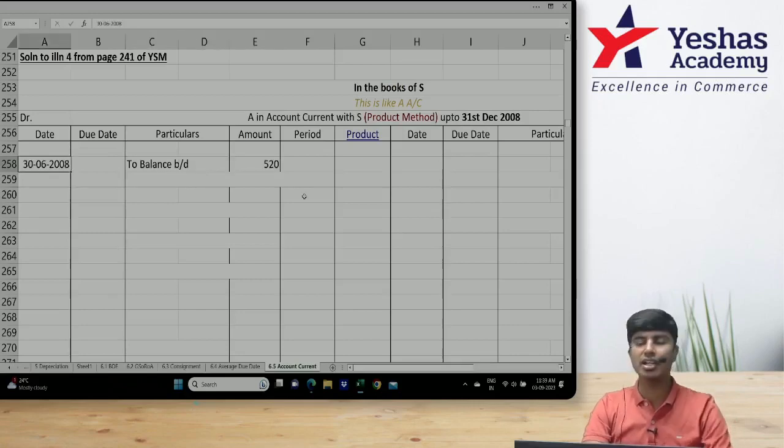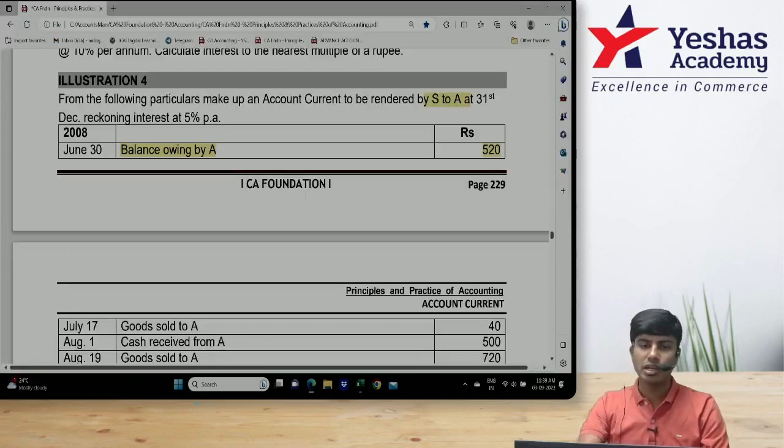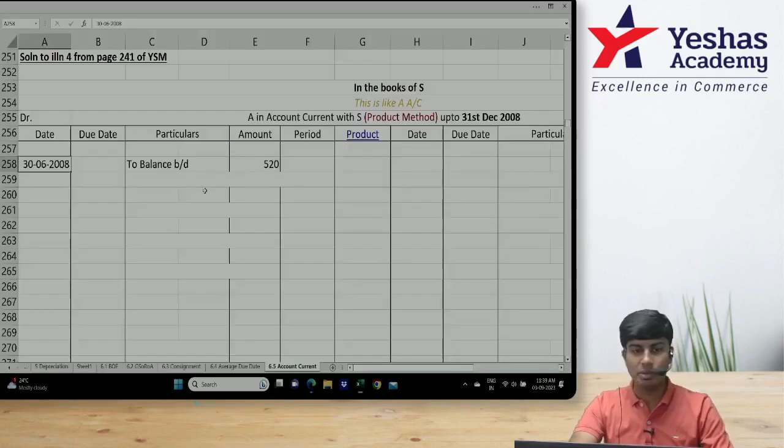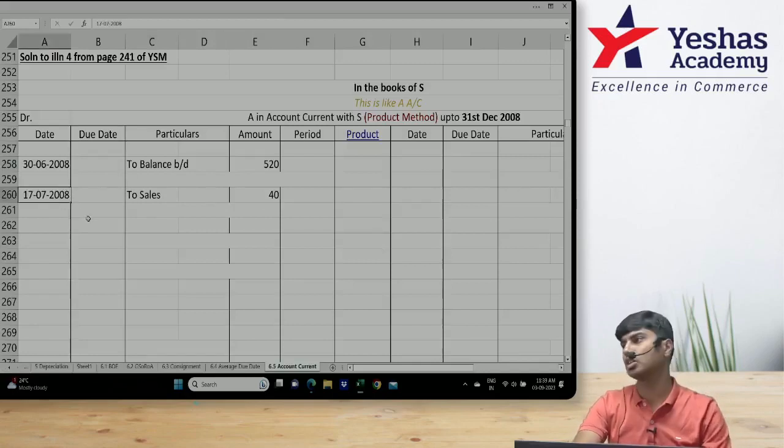Amount is 520. Date is 30th of June. Let's go to the next transaction. Goods sold to A. The entry for goods being sold to A: A account debit to sales. I'll write here "To sales", 40 rupees, on 17th of July.